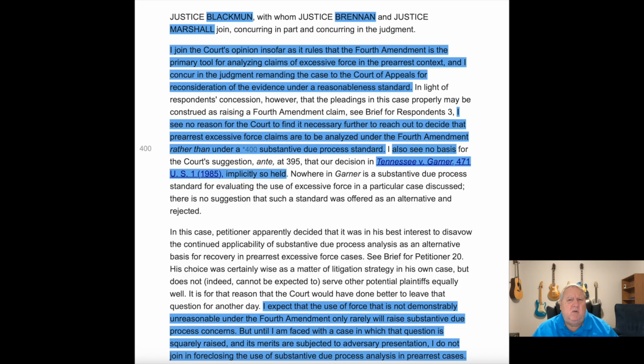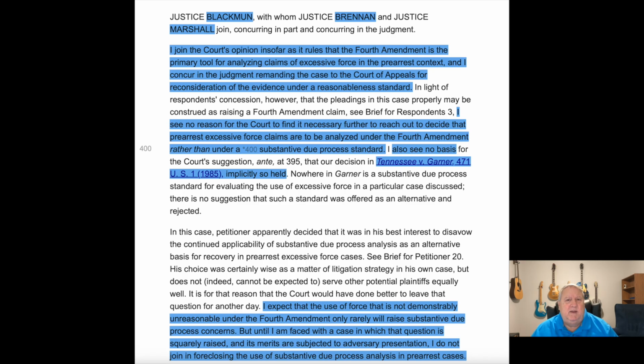It is for that reason that the court would have done better to leave that question for another day. So Blackmun is saying the court really didn't need to decide that at all here. That was unnecessary to make this decision. I expect that the use of force that is not demonstrably unreasonable under the Fourth Amendment only rarely will raise substantive due process concerns. But until I am faced with a case in which that question is squarely raised and its merits are subjected to adversary presentation, I do not join in foreclosing the use of substantive due process analysis in pre-arrest cases. Again, 14th Amendment.